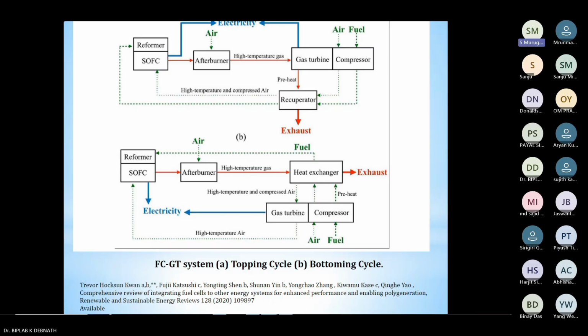At the bottom you can see the bottoming cycle where you can see SOFC, it produces electricity, that is separate, and we connect the afterburner and then a heat exchanger. Air is supplied, fuel is supplied, and the air-fuel mixture is burnt in a gas turbine. Then you get electricity. So we can use the topping cycle or bottoming cycle to combine the fuel cell and the gas turbine to get two power outputs in the arrangement. Next, please.